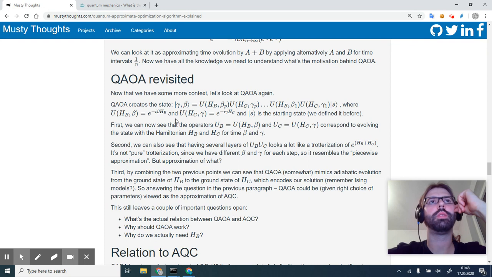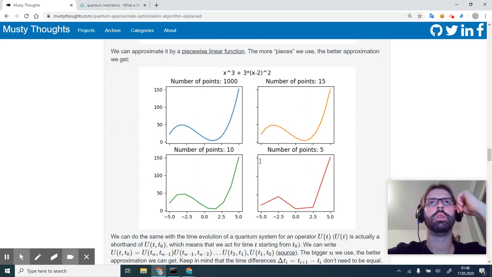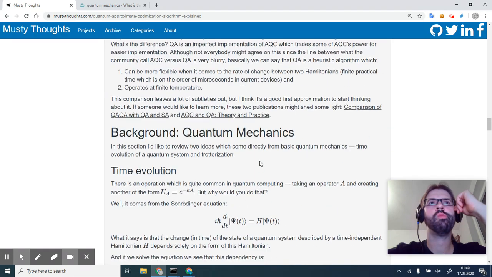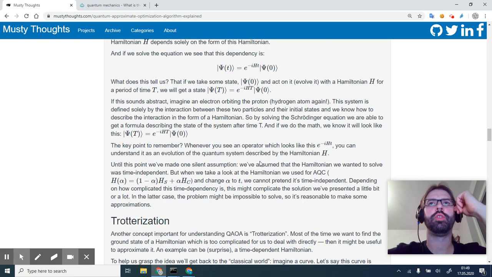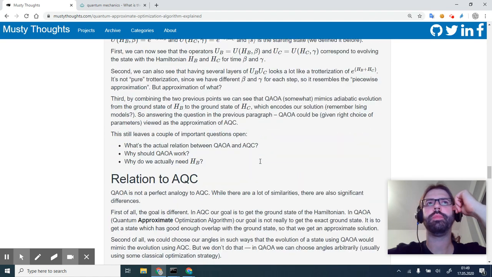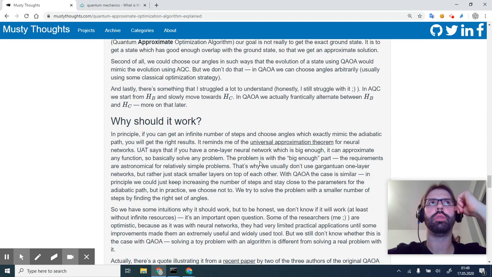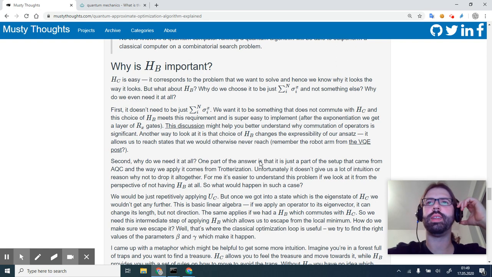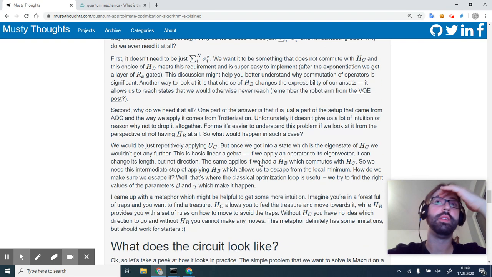QAOA revisited. The time evolution. I don't know if I shouldn't reread that again altogether. But it kind of makes sense. I think I'm getting it. I think I understand. Okay, but let's just go.